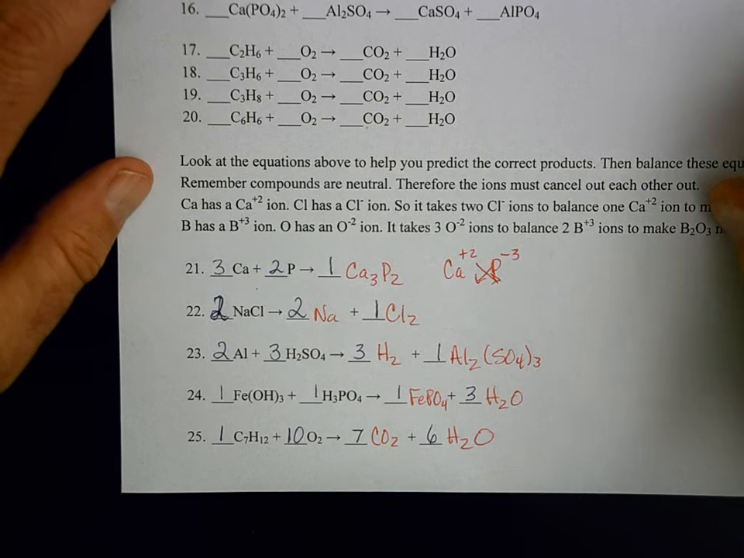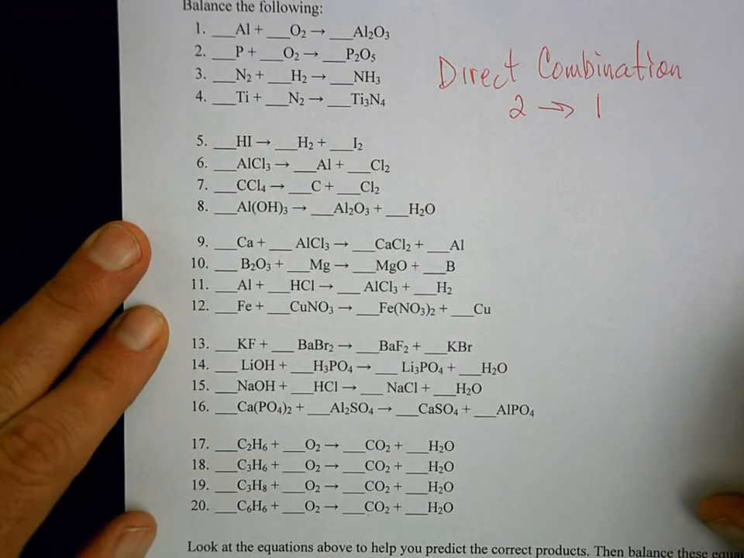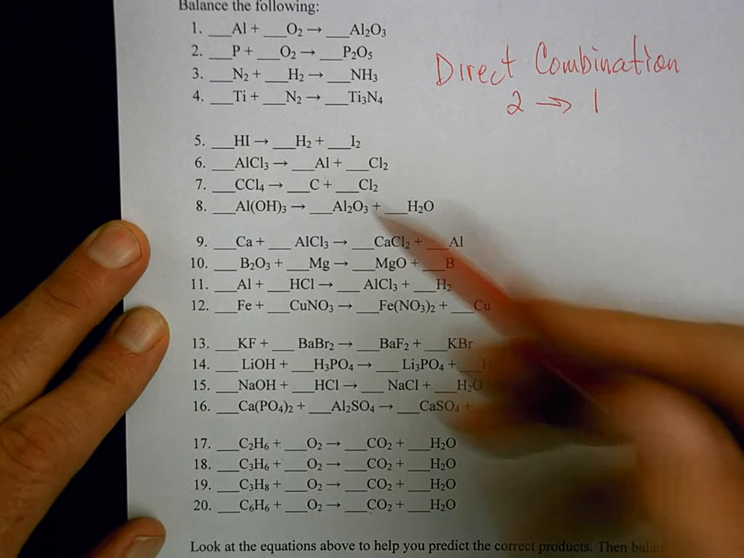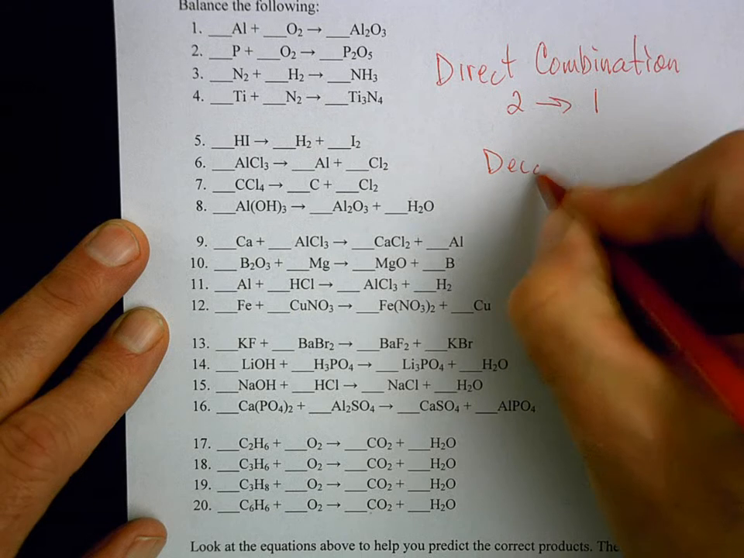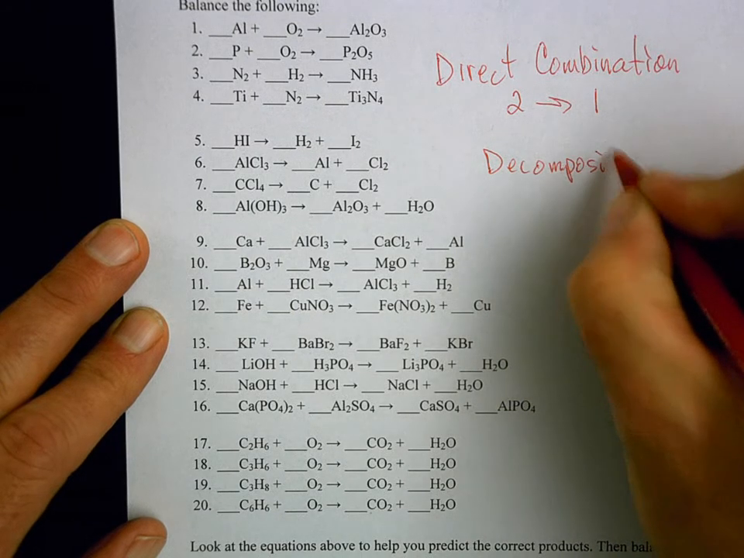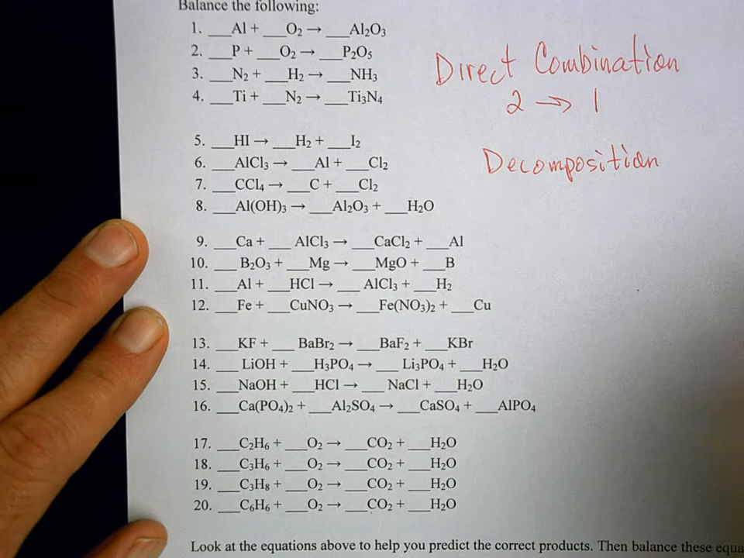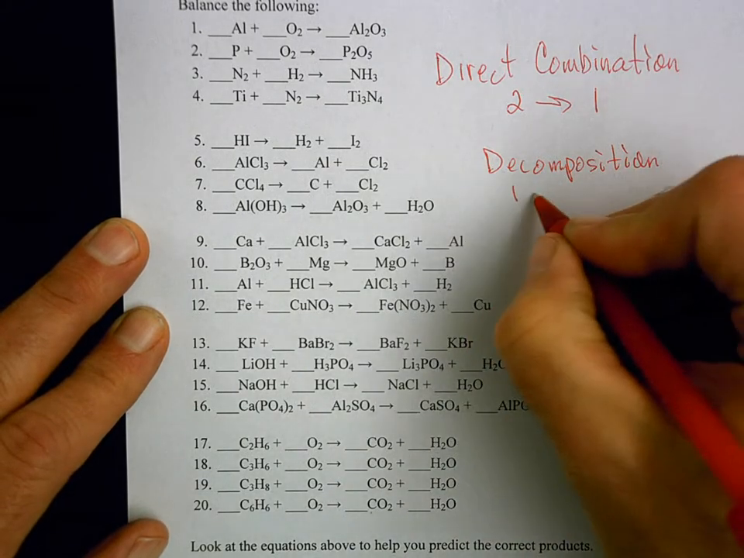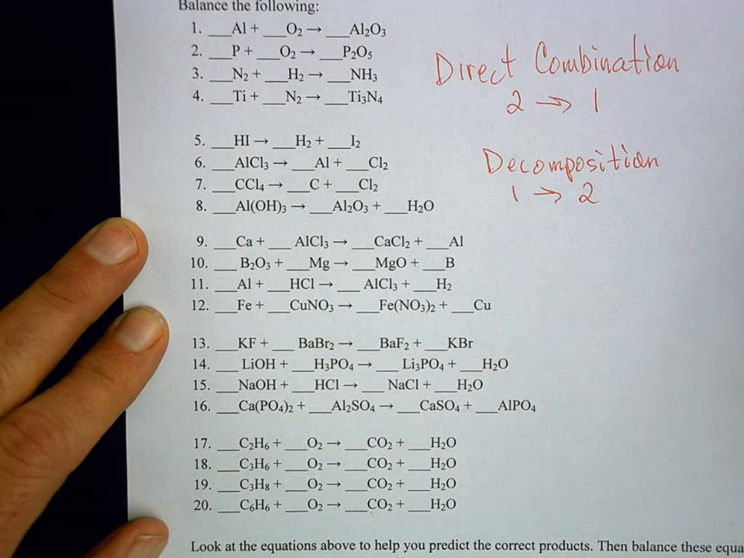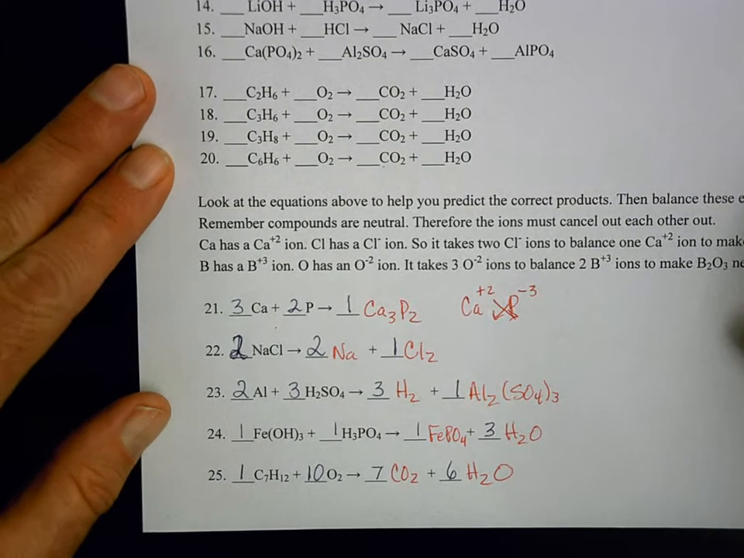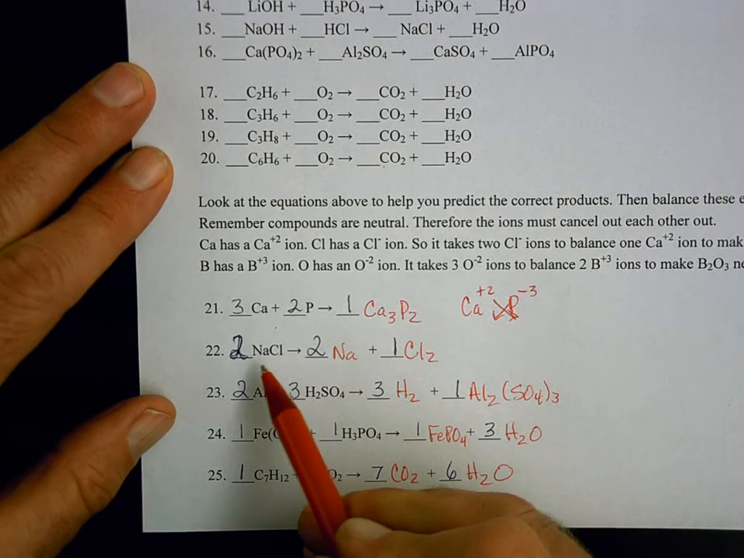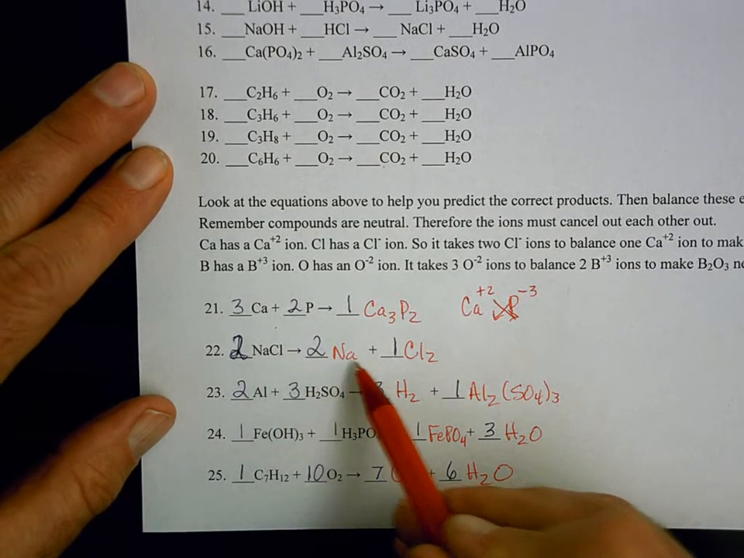For 22, I go to the second group. In the second group, I notice that I have one thing splitting apart, and these, in fact, are called decomposition. And I can look at it going in the other direction, 1 breaking into 2. Now, it can break into more than just 2 things, but for the most part, it breaks into 2. So I look at number 22, and I have taken salt, NaCl, and broken it into sodium and chlorine.